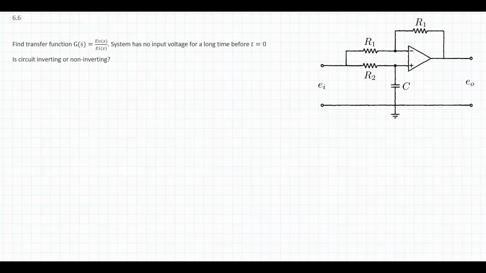Everything is going to start at equilibrium. Everything is going to start with initial condition 0. We're saying that there's no voltage for a long time. Everything is discharged. Then we are going to apply our input voltage. So we're looking to find here what I will call G equals E out over E I.